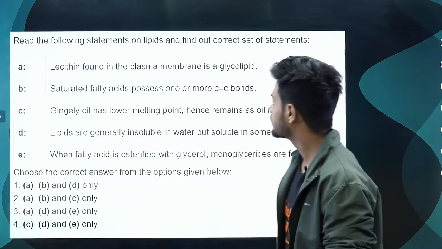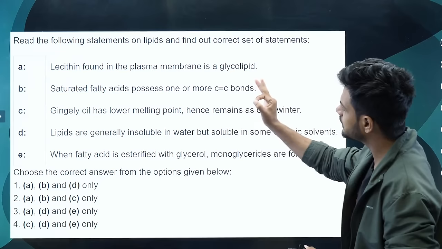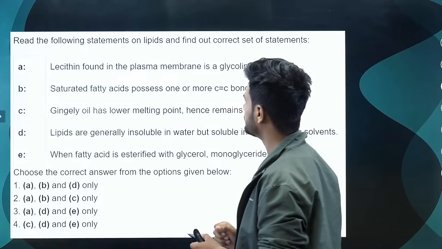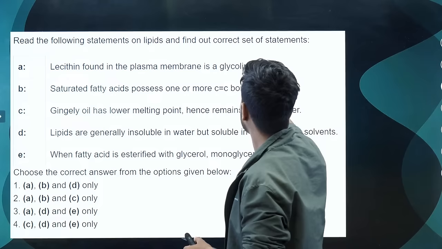Next question. Read the following statements on lipids and find out the correct set of statements. Lecithin found in the plasma membrane is a glycolipid. No, it is a phospholipid. Yes, it is a phospholipid. Saturated fatty acids possess one or more C=C bonds. No, saturated fatty acids will not have double bonds, right? Saturated fatty acids will have single bonds.